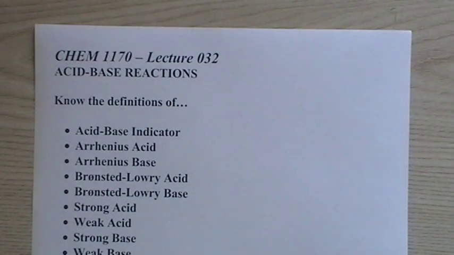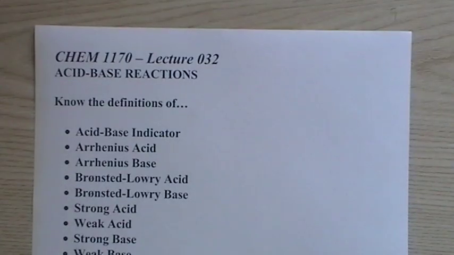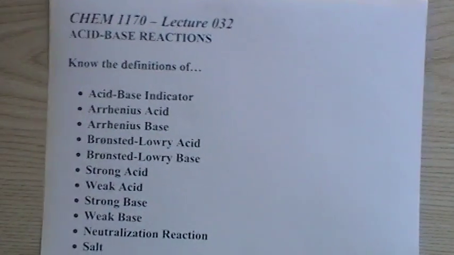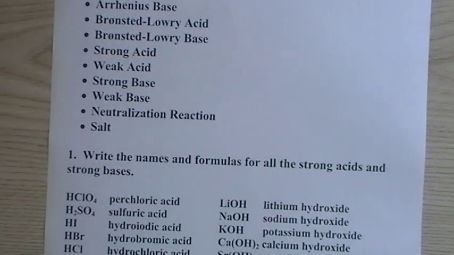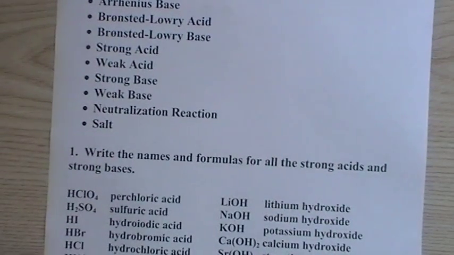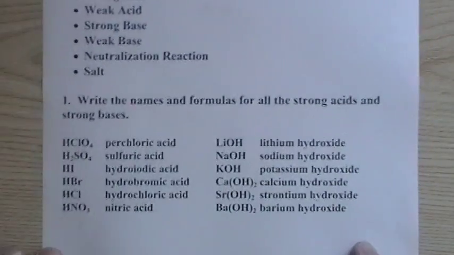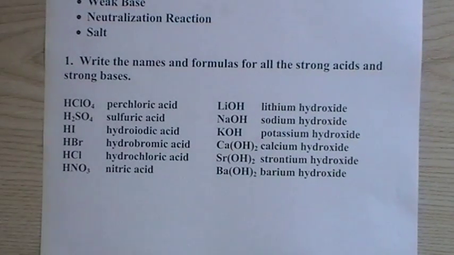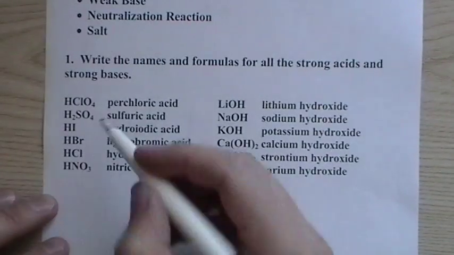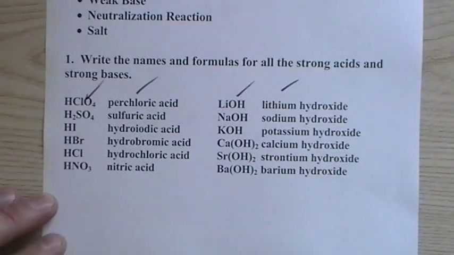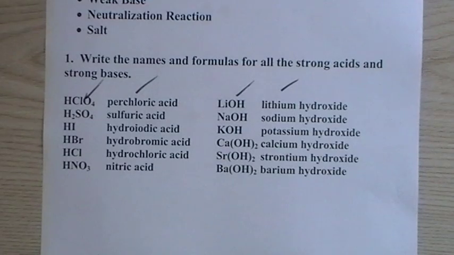Okay, when we're talking about acids, acid and base reactions, we have a lot of definitions, a bunch that you should know. The first one is: write the names and formulas of all the strong acids and strong bases. I refuse to do that and have you watch me for 3 minutes writing this out. It's easy. You should know the formulas, you should know the names. On my exams, that's what you'd be asked.